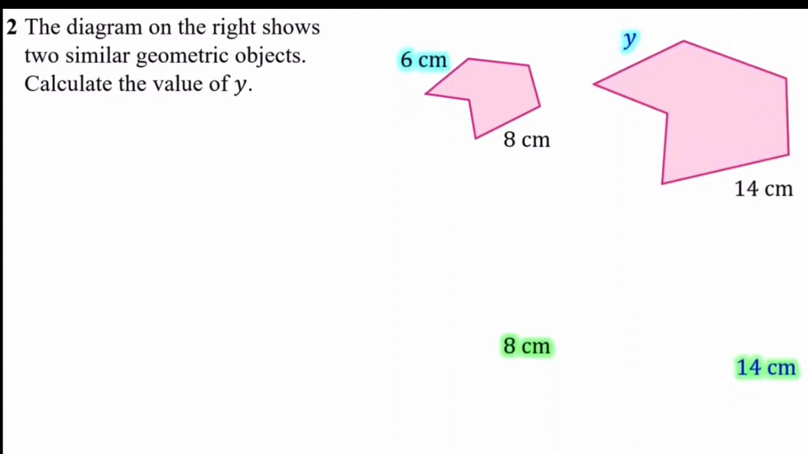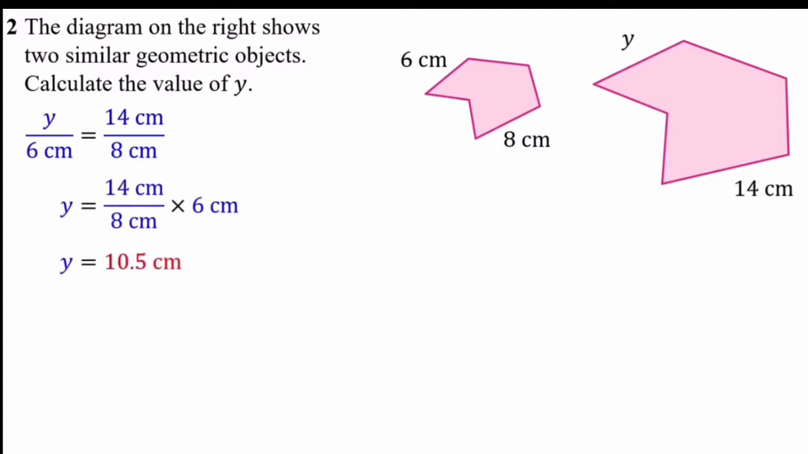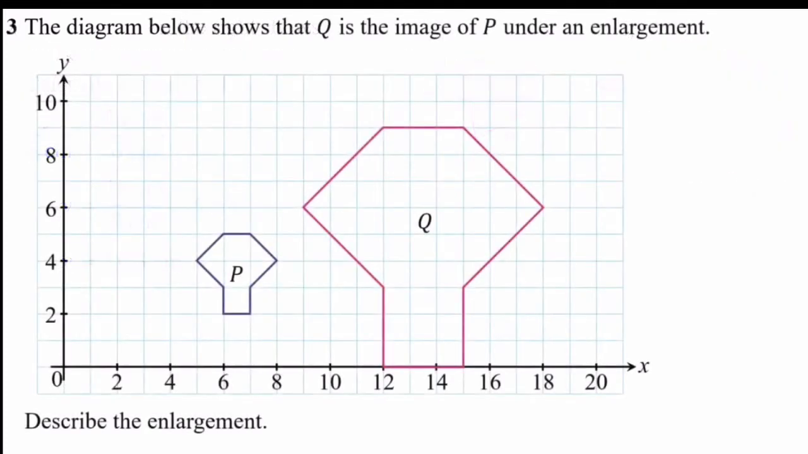So for the bigger one, corresponding side y and 6, you find the ratio and you compare and equate to the 14 corresponding to 8. Alright, corresponding sides. So hence y is 10.5. So similar means the same shape and different size. So we assume that the ratio should be the same when we find the corresponding sides.